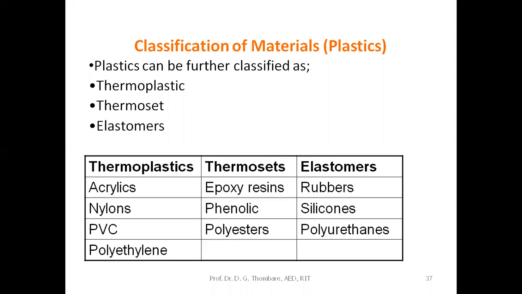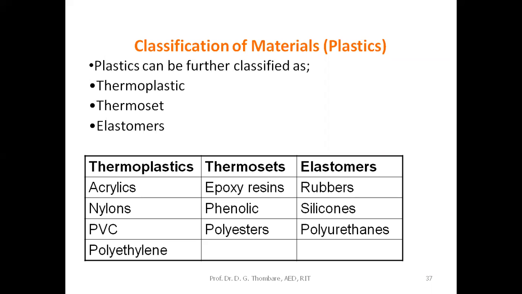Under this, you can have acrylic, nylons, PVCs, polyethylene. Under thermoset, you have resins, phenolic resins, polyesters. And under the elastomer category, you have rubbers, silicones, or polyurethanes.